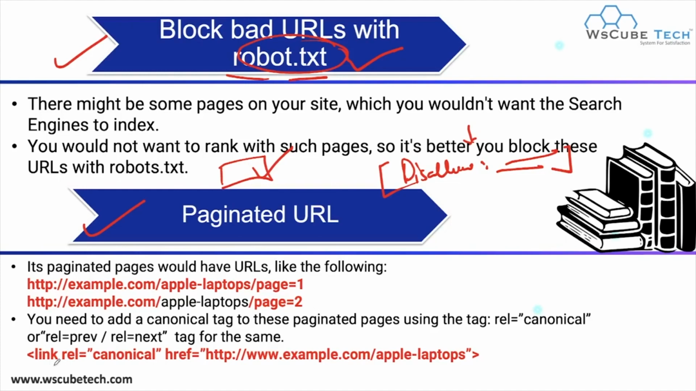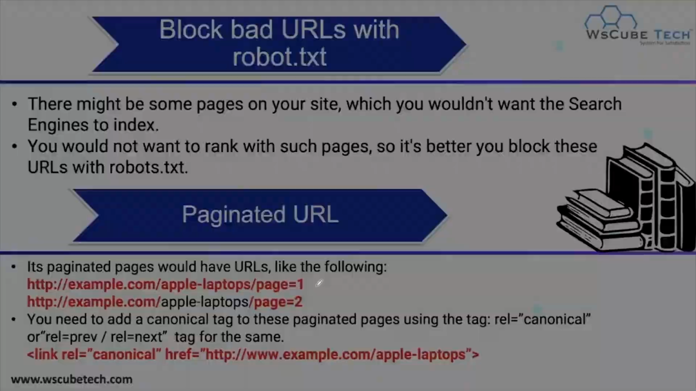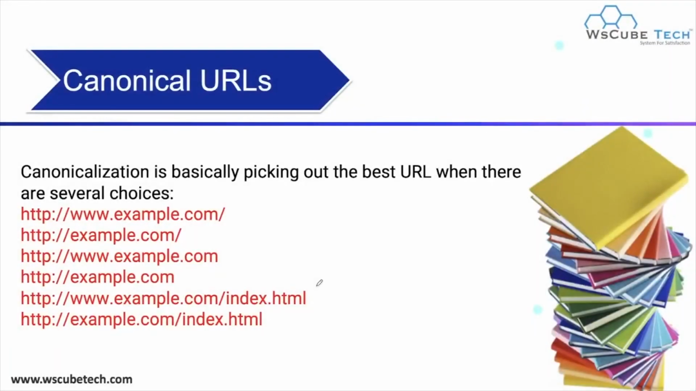So its paginated pages would have URLs like, here you can see, example.com/apple-laptop/page-1, example.com/apple-laptop/page-2. So here you need to add a canonical tag to these paginated URLs using tags like rel canonical, or you can say rel prev and rel next tags for the same. So this is a method you can use to handle pagination. This is also one of the practices you can use.